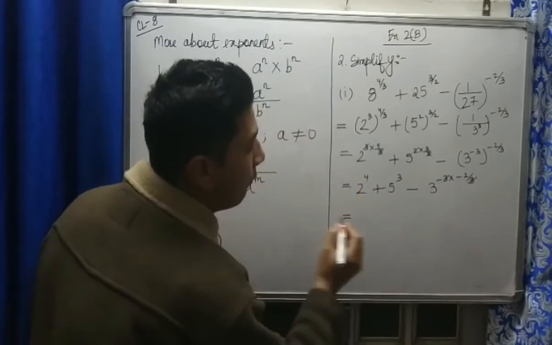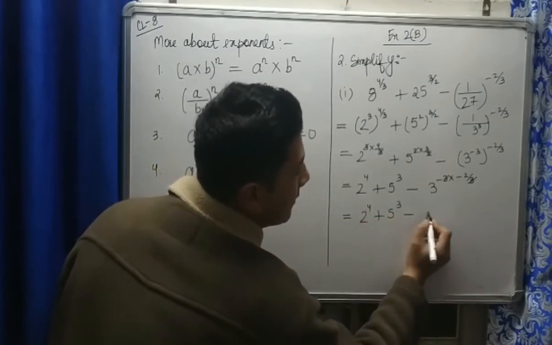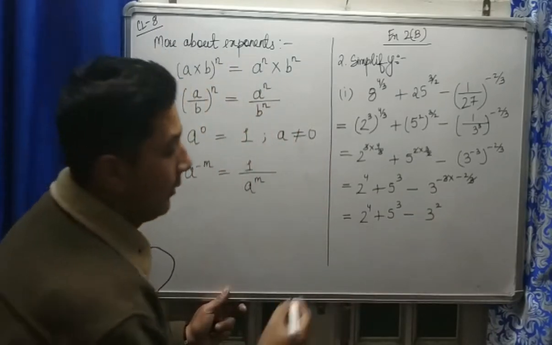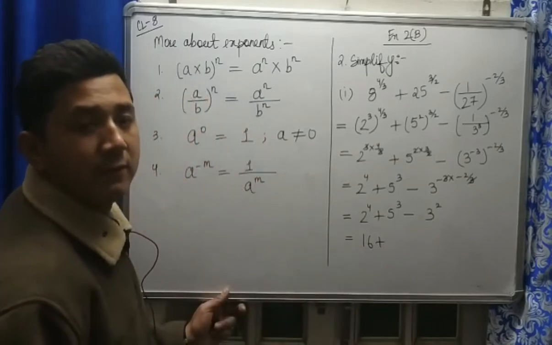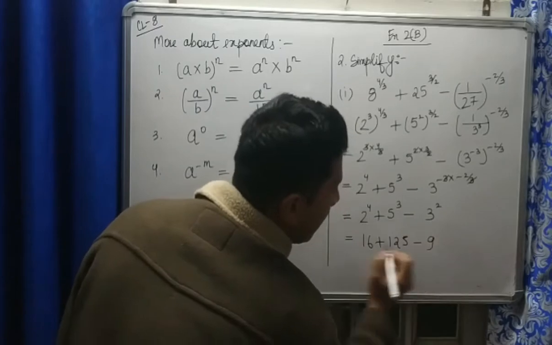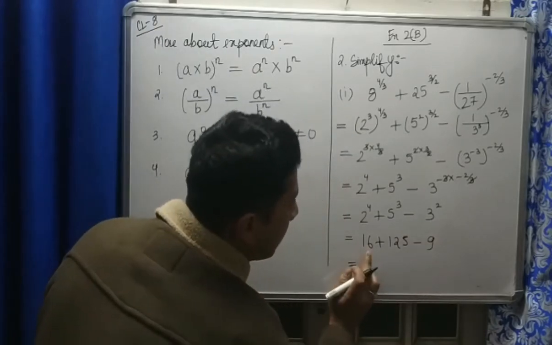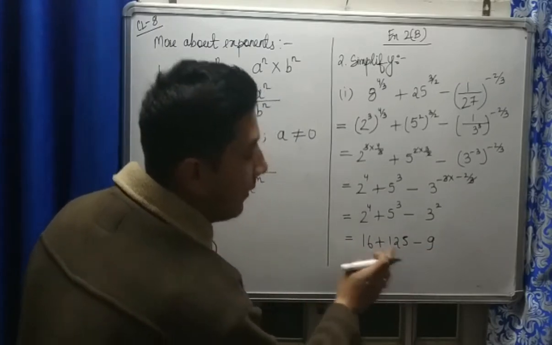So 2 to the power 4 plus 5 to the power 3 minus 3 to the power minus into minus, plus, that is 2. So 2 to the power 4 will be 16, 5 to the power 3, 5 into 5 is 25, 25 into 5 is 125, and then minus 9. So let us calculate. 16 minus 9, or else I can add 16 and 25.